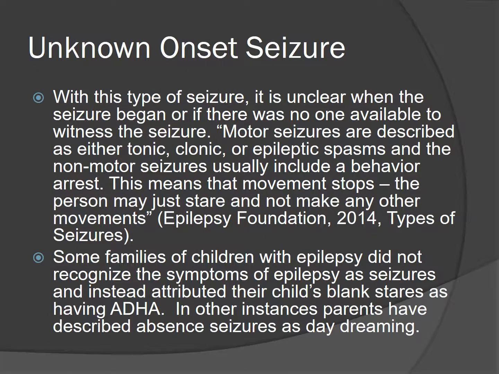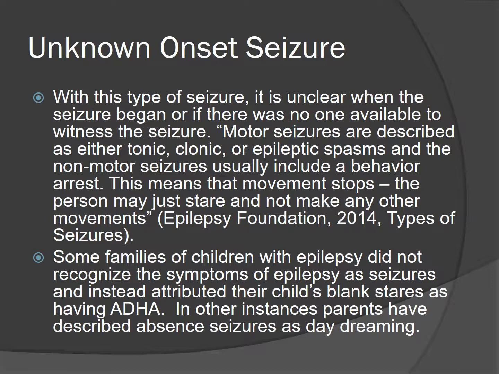Finally, we'll discuss the unknown onset seizure type. This type of seizure occurs, and when it does, it is unclear when the seizure began, or there was no one there to witness it. So sometimes you may not be aware when the seizure occurred if you're having the seizure, but someone was there to witness, and they can tell the length and the type of seizure, so they can give you more detail. It can be categorized as one of the other two.